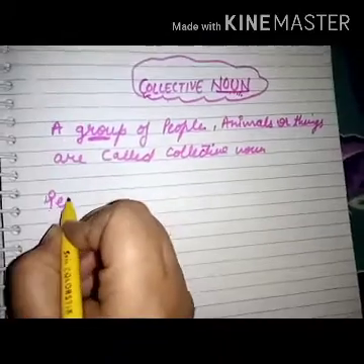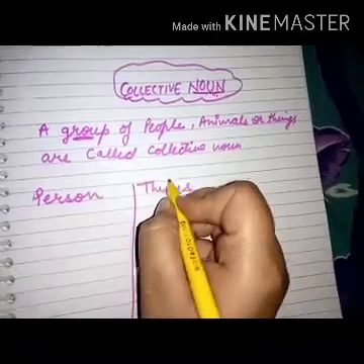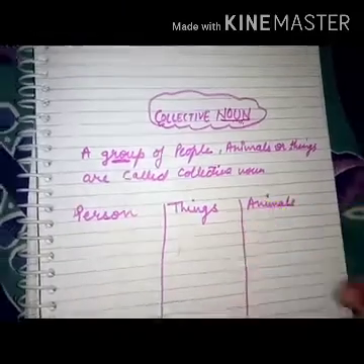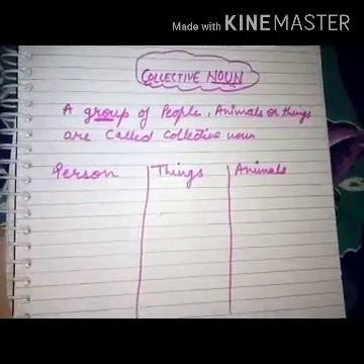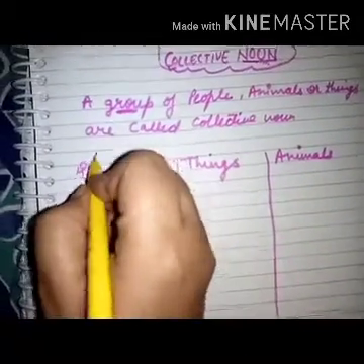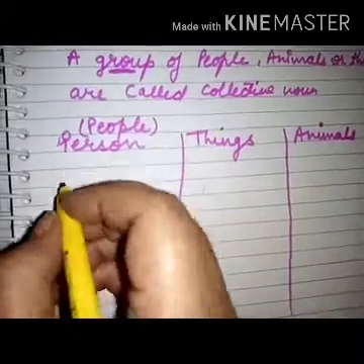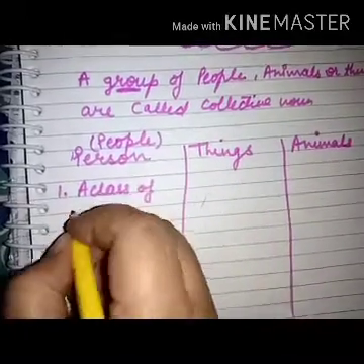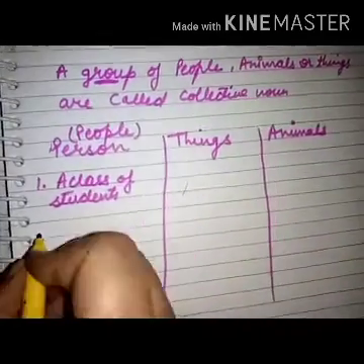Now we will see examples like person, things, and animals. Person, things, and animal. First we talk about person. Person means we can talk here people. Okay, the first one is a class of students. A class of students. In class, so many students, so it is a collective noun.